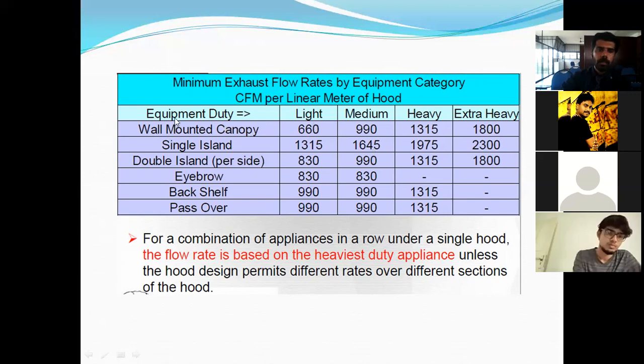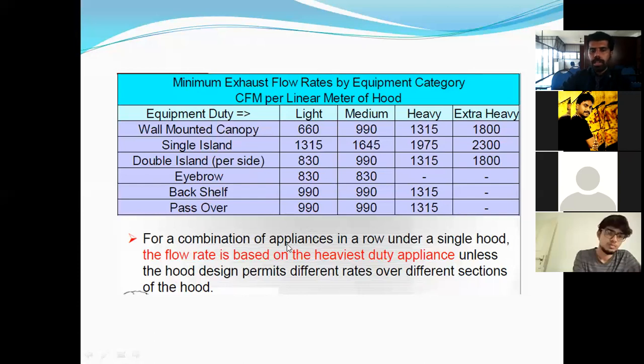So these are the different equipment classes like wall mounted, single island, double island, eyebrow, back shelf, passover. These are the different types and categories, and these are the different air flows according to the different equipment duty. If it is heavy or extra heavy, the CFM, or the amount of heat, is more.